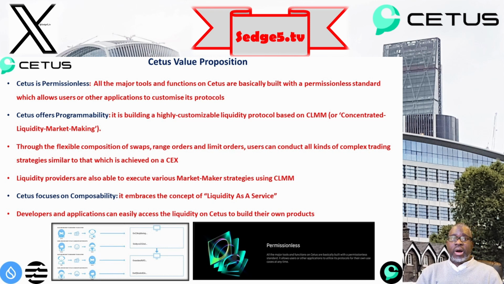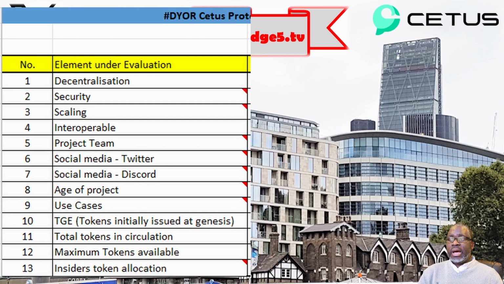Anyway, as part of our DIWA or our risk evaluation, guys, we apply our risk evaluation toolkit made up of 13 elements: decentralization, security, scaling, interoperability, the age of the project team, social media presence via X, formerly Twitter, as well as via Discord. We'll look at the project use cases as well as the tokenomics. So let's start with decentralization first.